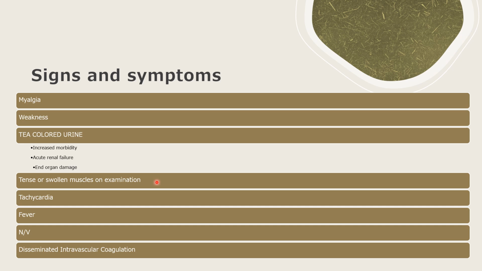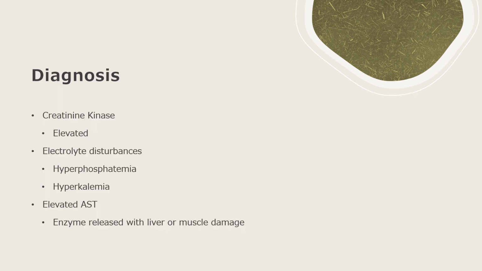Tense or swollen muscles on examination, especially if it's unilateral. Tachycardia, fever, nausea, vomiting, and it can eventually lead to disseminated intravascular coagulation because we're going to have that endothelial damage from either hypoxia, hypothermia, hyperthermia, as well as that myolysis. So we're going to end up with a bunch of microclots within our muscular system.